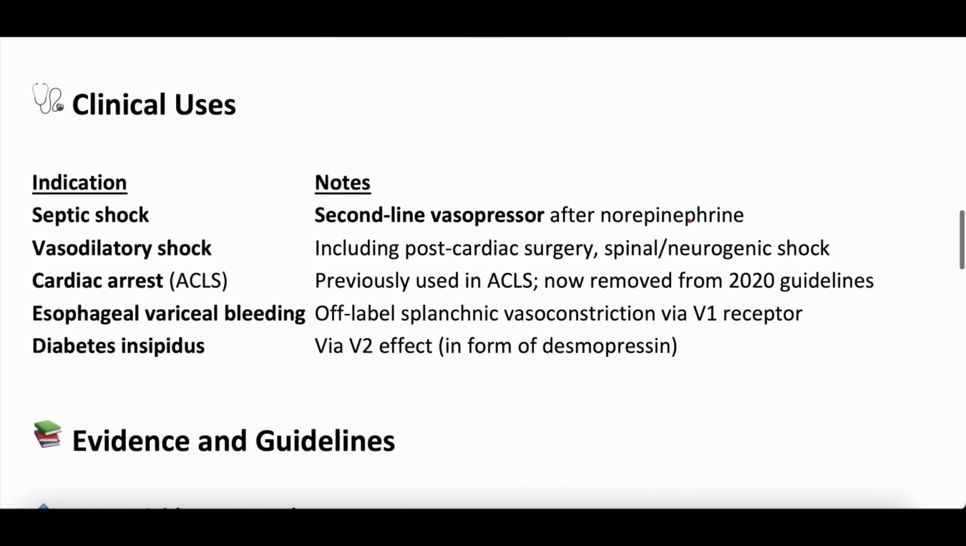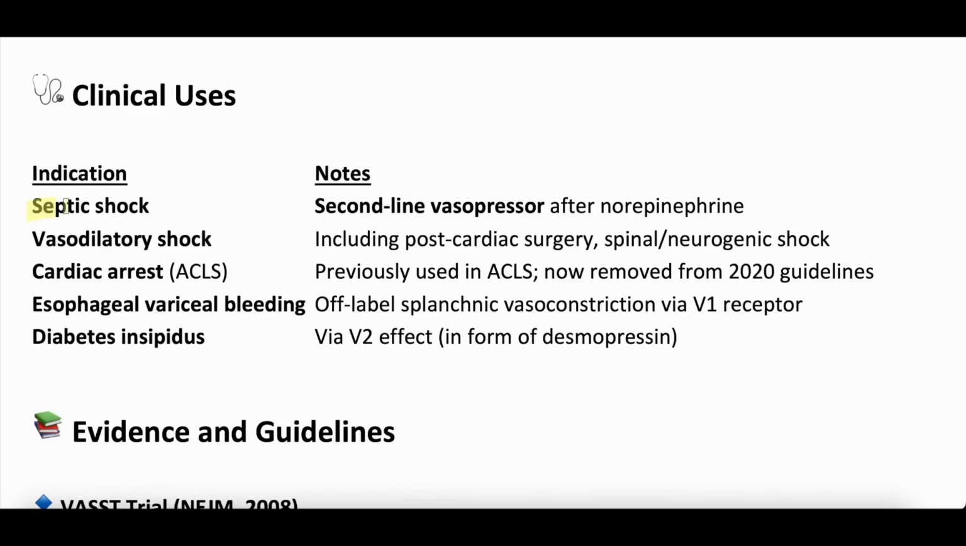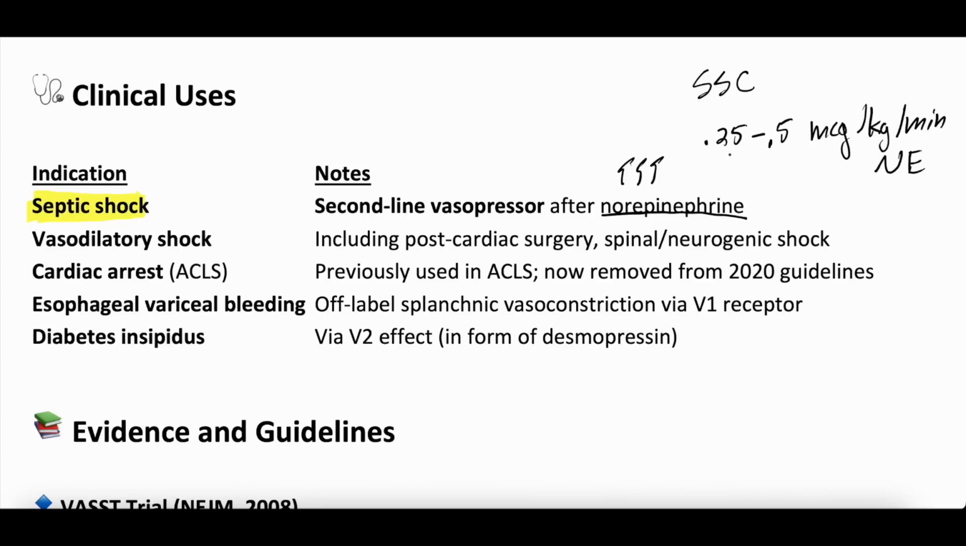Clinical uses. The most common clinical use is most often septic shock, when you're in shock from a severe infection. And in that case, it's that second line vasopressor. So you start norepinephrine, and if the norepinephrine is not working, you're going up and up and up on your norepinephrine doses, that's when you start vasopressin. Guidelines out there, if we were to use the Surviving Sepsis Campaign guidelines, they say to start vasopressin when you're between 0.25 and 0.5 micrograms per kilogram per minute of norepinephrine. This is just expert consensus.